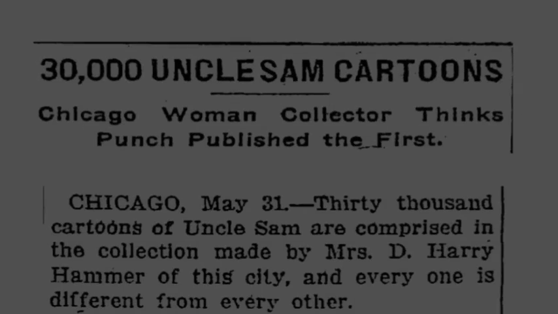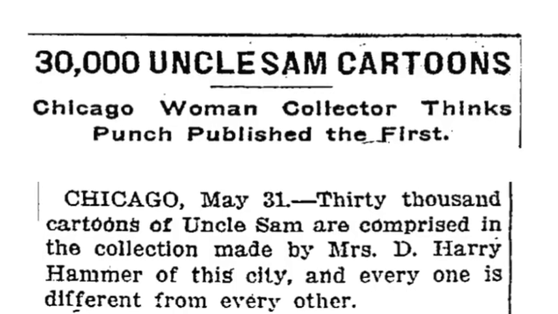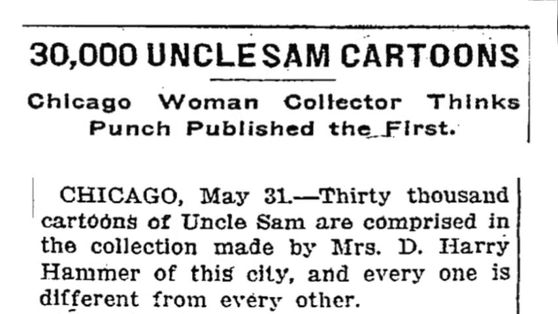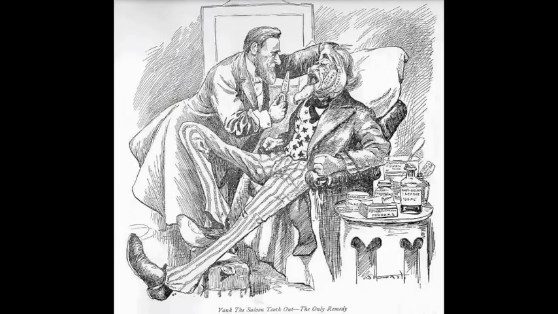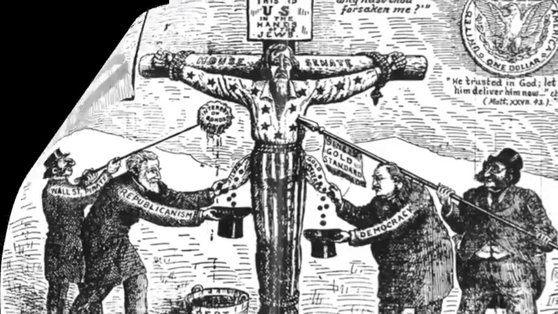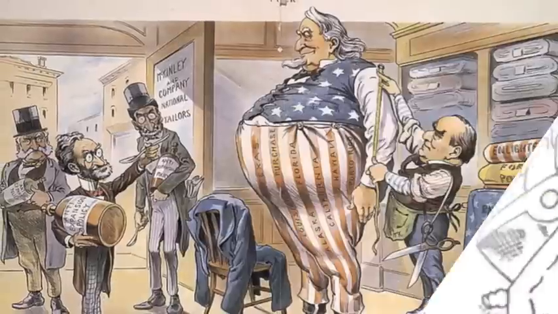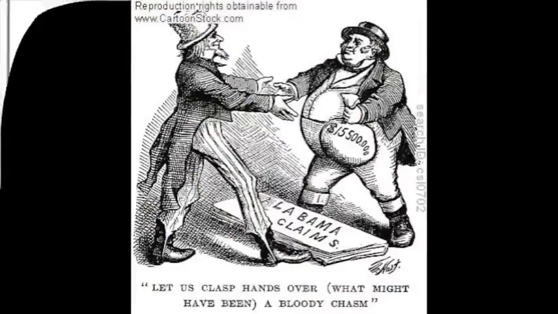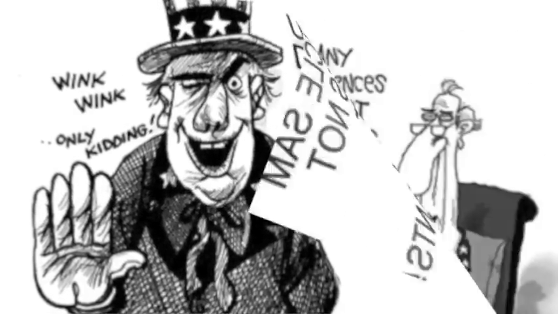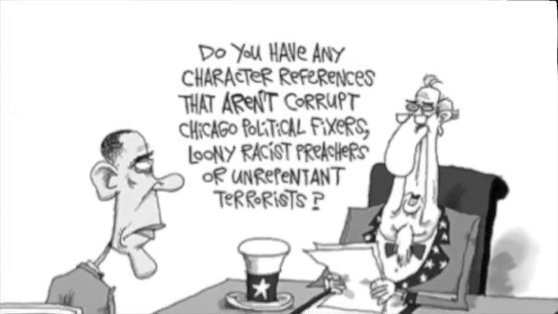We know this is an ordinary image because in 1913, the New York Times published an article saying that a woman in Chicago had collected over 30,000 different images of the Uncle Sam in political cartoons. We know that with so many years past, there are thousands and thousands of more cartoons utilizing Uncle Sam. In addition, as a political cartoon, this impacts both the ruler and the ruled.